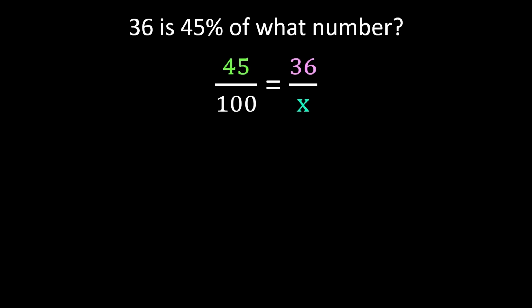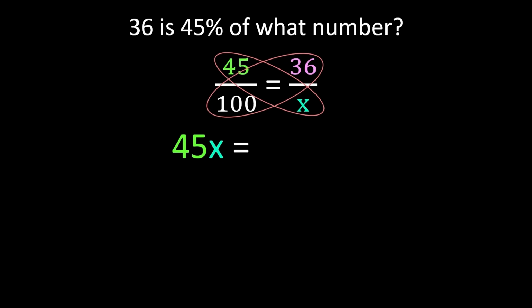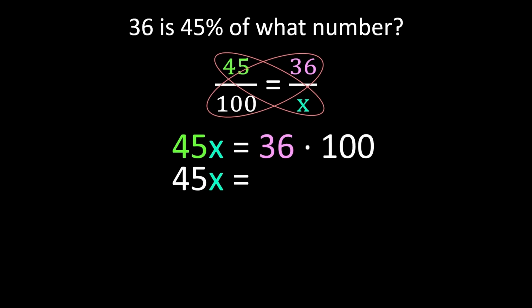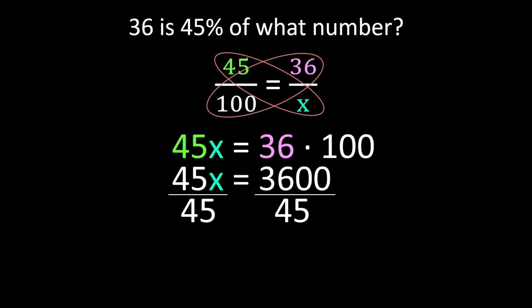And we'll start with 45 times x, which is 45x equals 36 times 100. So we have 45x equals 3600. We're solving a one-step equation now, and to solve for x, we are going to be dividing both sides by 45. And we can't do that in our head, so we're going to go off to the side and we'll have 3600 divided by 45.